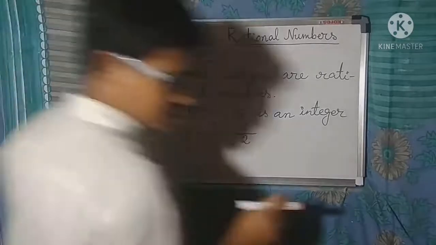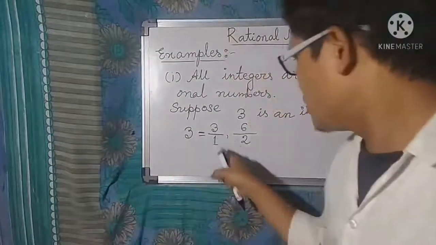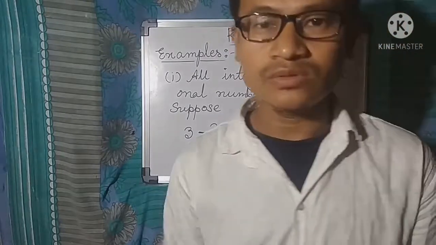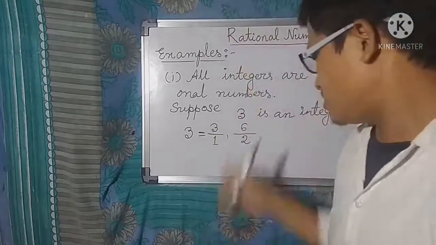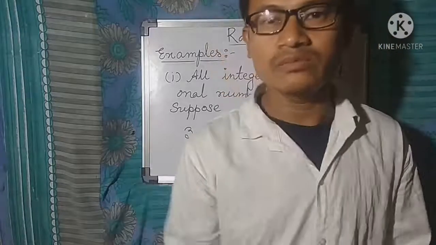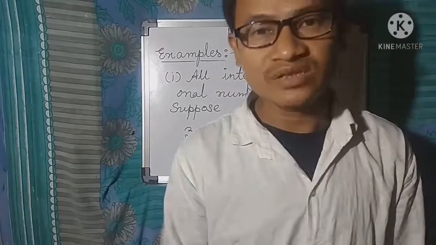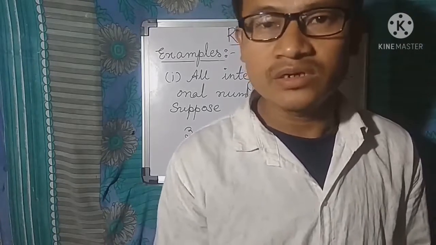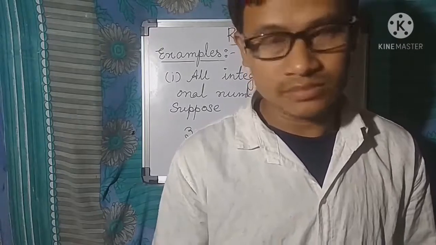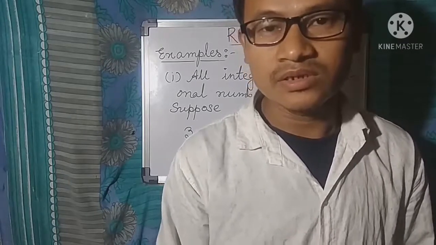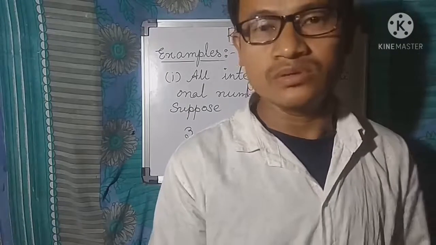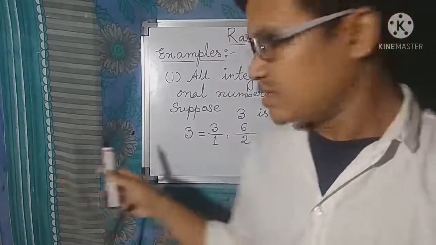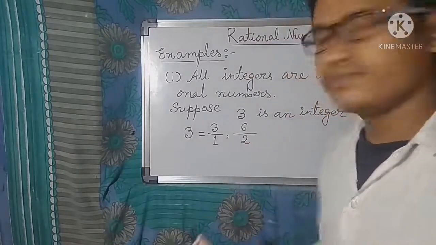Can we write 3 as 6 by 2? Yes, of course. Because what does 6 by 2 mean? 6 by 2 means 6 is divided by 2. If we divide 6 by 2, then we will get 3, isn't it? 2 3s are 6. So 3 is again written in the form of p by q.